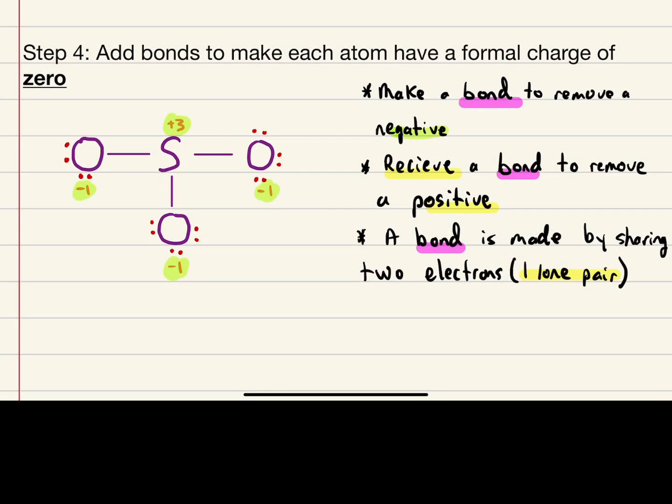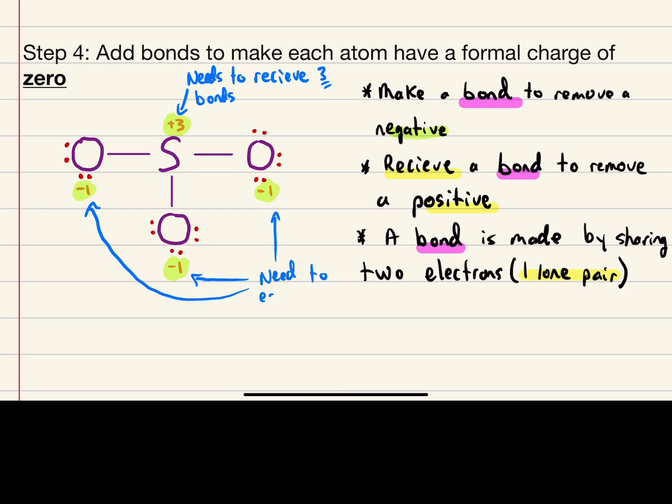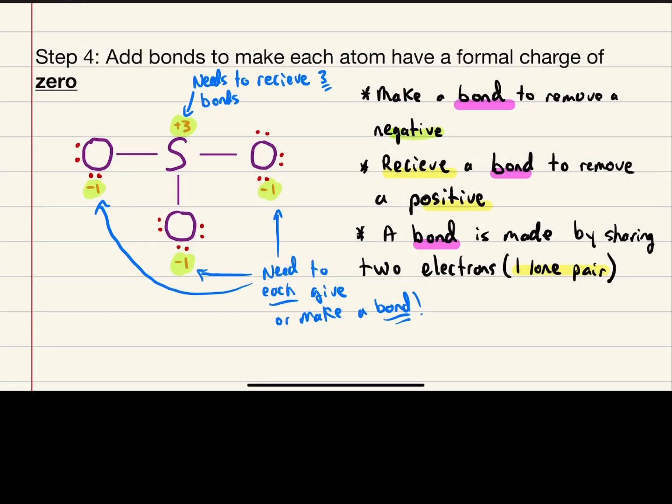So the sulfur with the +3 is going to need to accept 3 bonds, or 3 pairs of electrons. And so the oxygen on the right, or each oxygen actually, will give a lone pair or make a bond to the sulfur. And when they do that, they're also going to lose their negative. So when we look at the one on the right, it gives a lone pair. It goes from -1 to 0. And then the sulfur goes from +3 to +2.